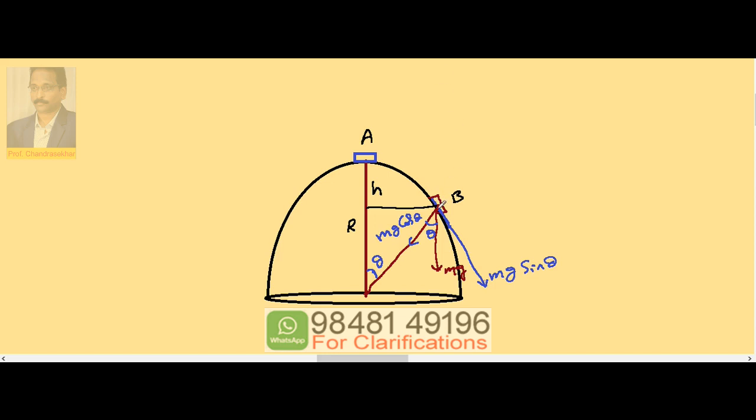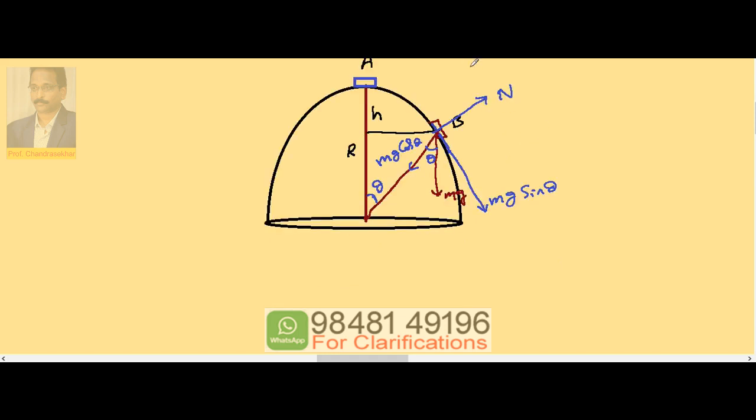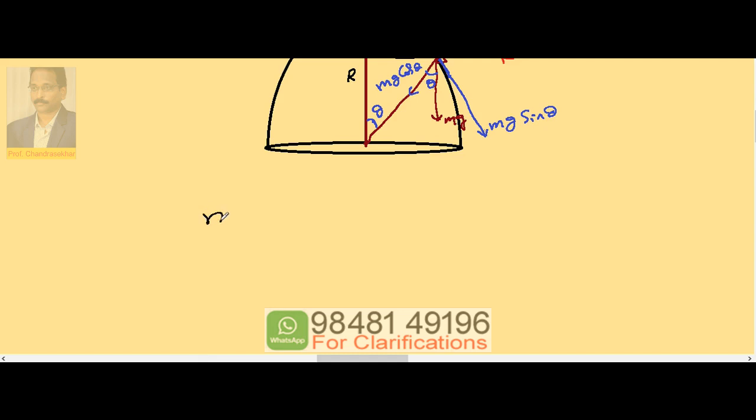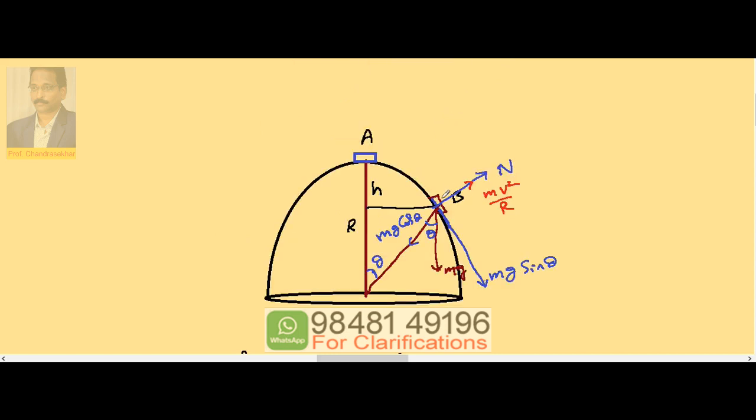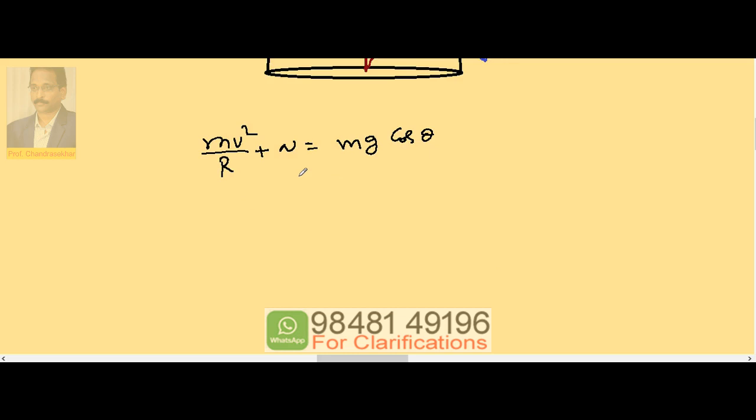Normal reaction on the body, perpendicular to the surface in contact, say N. It also experiences the centrifugal force mv square by r. Now at any instant on the body, the outward force mv square by r plus normal reaction equals mg cos theta. As long as the body is in contact with the surface, the force acting towards the center and the force acting away from the center must be equal.